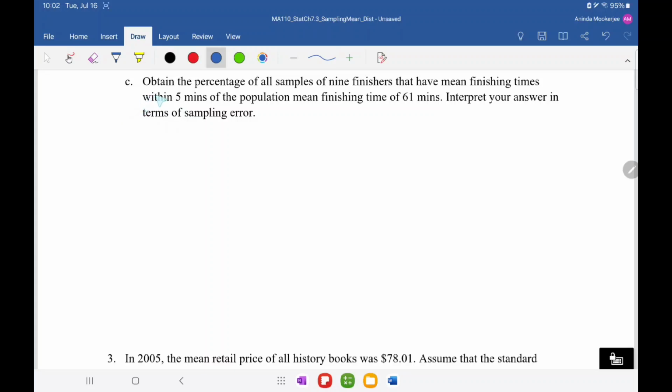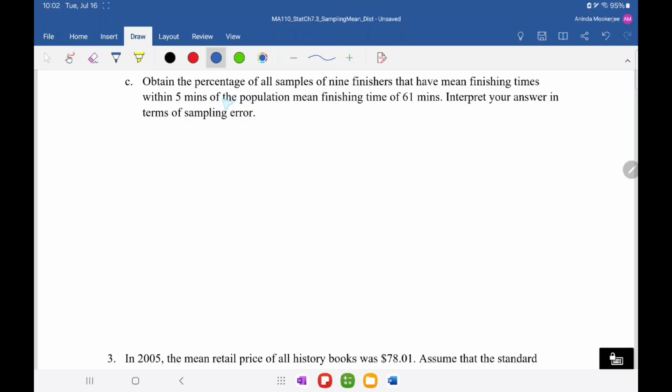Now part C of the question says, obtain the percentage of all samples of 9 finishers that have mean finishing times within 5 minutes of the population mean finishing time of 61 minutes. Interpret your answer in terms of sampling error. It says within 5 minutes of the population mean finishing time. So they're asking us to find the percentage.